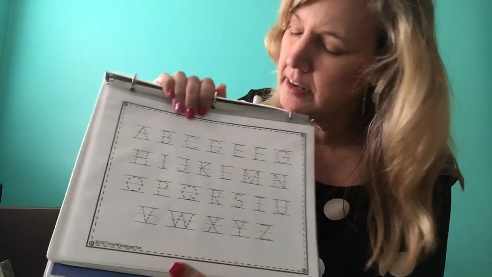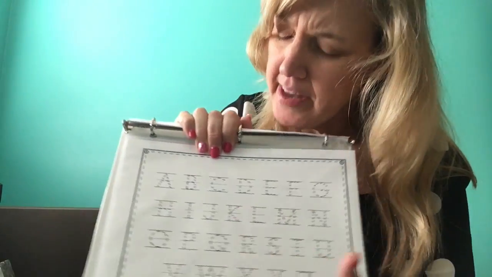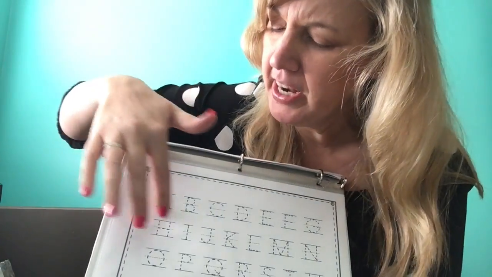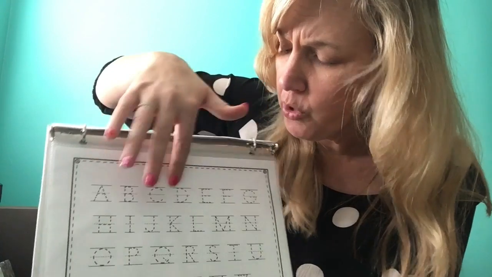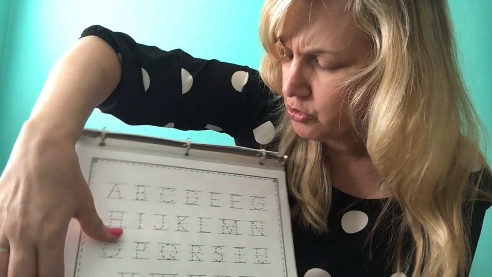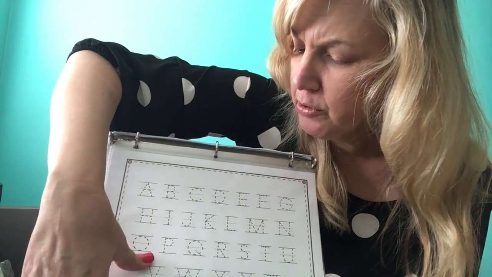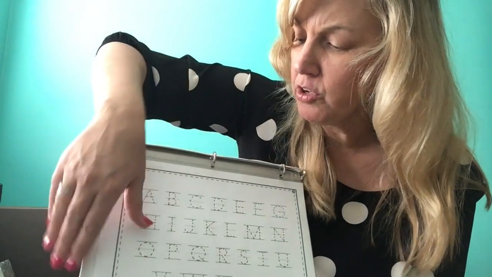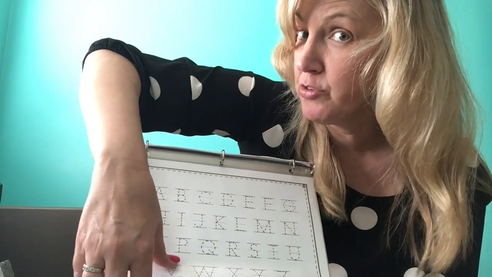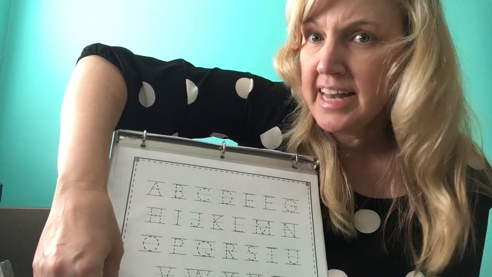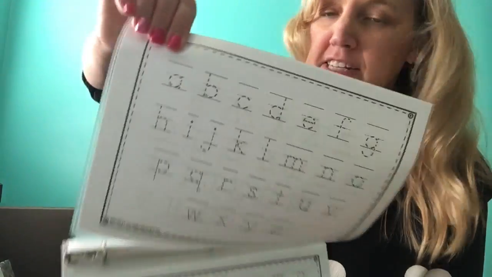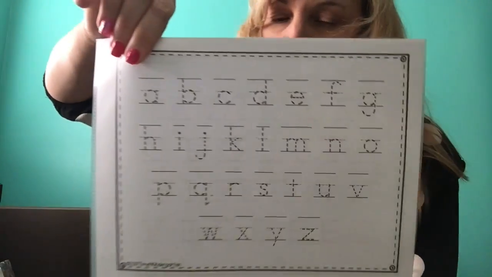With this page here with the alphabet, at the beginning of the year, I just call out letter names. As the year progresses, I'll call out a word that begins with that letter, and they'll trace the letters. As the year progresses farther on, I will call out words, and they have to trace the letters for words that end in that sound. Same thing with lowercase letters.